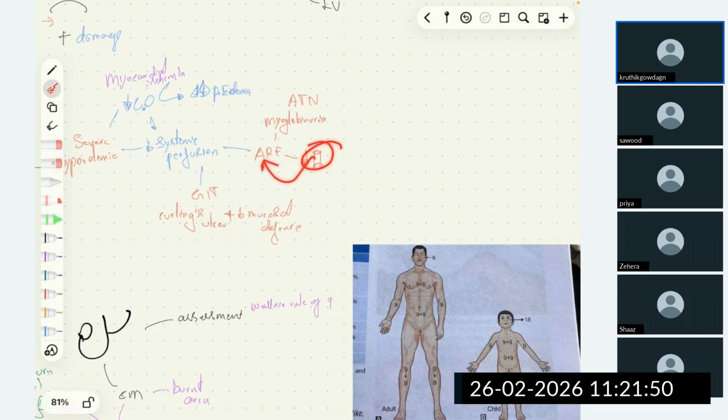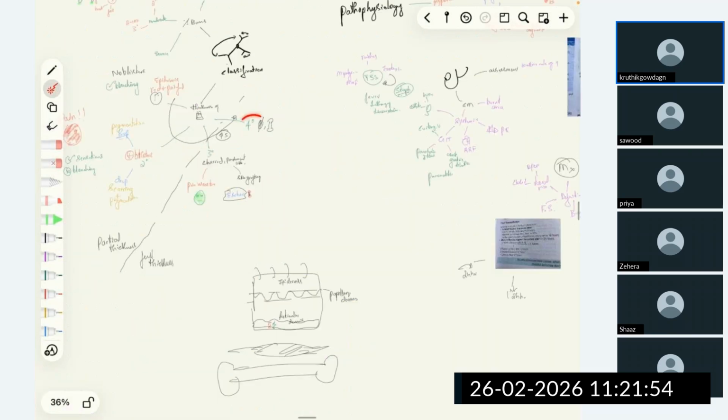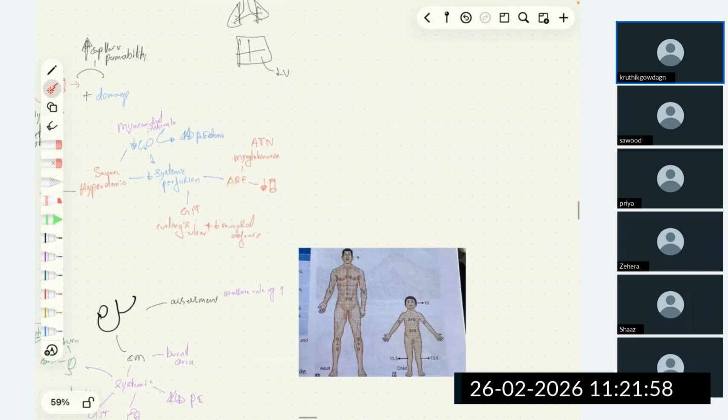And also when there is fourth degree burn, it causes injury to muscles. Injury to muscles will release myoglobin into the blood. The release of myoglobin into the blood will cause myoglobinuria.